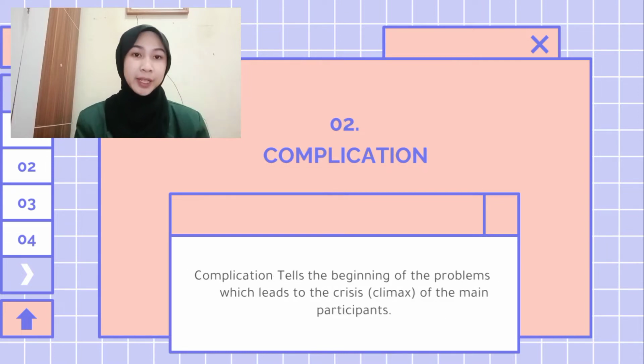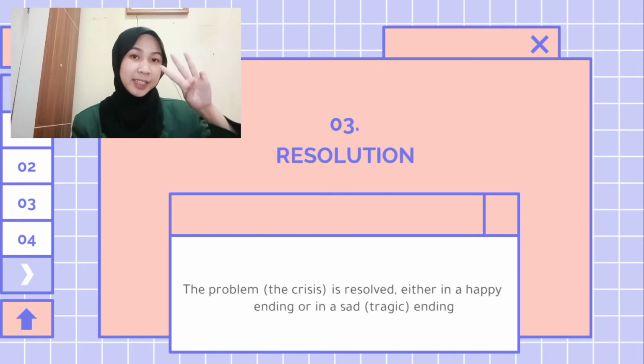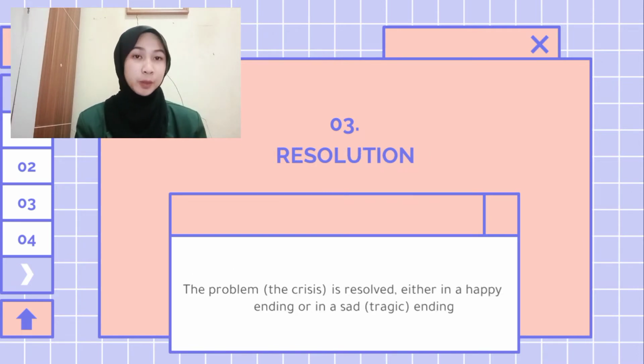Two is complication. Complication tells the beginning of the problem which leads to the crisis or climax of the main participant. Three is resolution. The problem is resolved either in a happy ending or a sad ending.